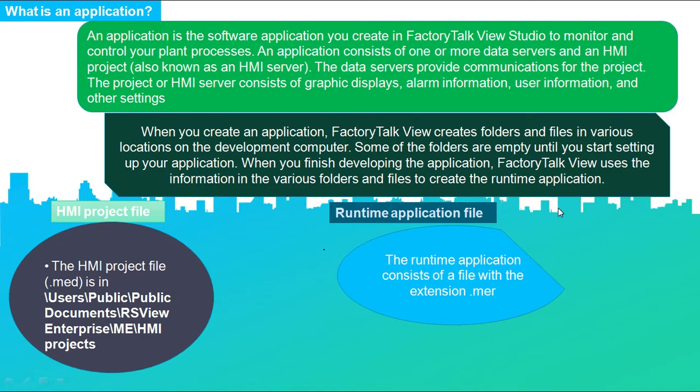runtime application. It is very important. The application is very important when it's running. Whatever application we are developing, it should be running. The runtime application is the running application, consisting of a file with the extension .mer. It's a running extension file. An HMI project file is a .mad file, located in the user's public documents under RSU Enterprise. It actually resides here.